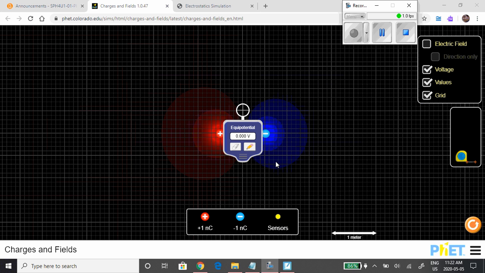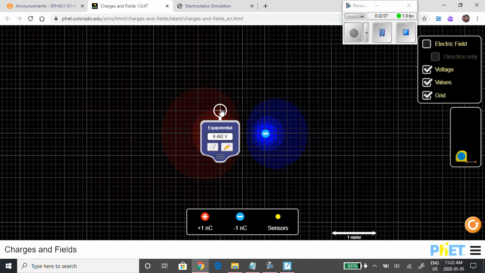And that's the situation I have set up in this simulation. You might want to replicate this. Here's a negatively charged particle. Here's a positively charged particle, and I've got the sensor set up right there. Look, 0 volts right there. And you can move this sensor anywhere you want. Look, 0 volts there. That's probably the halfway point.